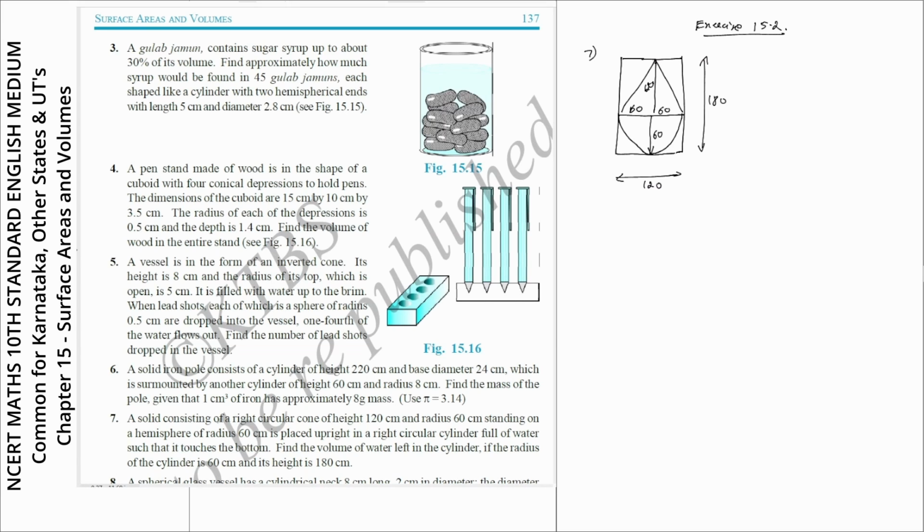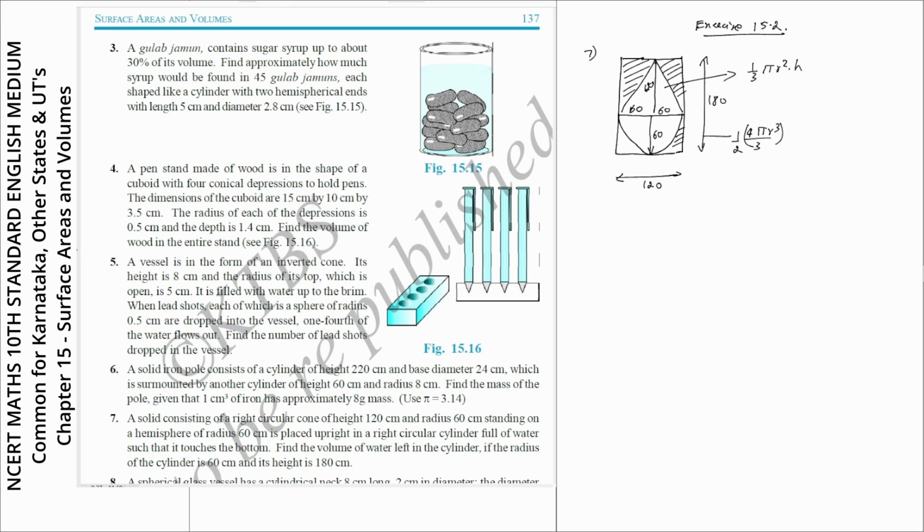Now what is the volume of the sphere given by? 4 pi r cube by 3 gives the volume of a sphere. Half of that will be the volume of the hemisphere. And what is the volume of the cone? Volume of cone is given by 1/3 of pi r square into h, where r is the radius and h is the height of the cone. Now I should find the volume of the water. This volume I should find.